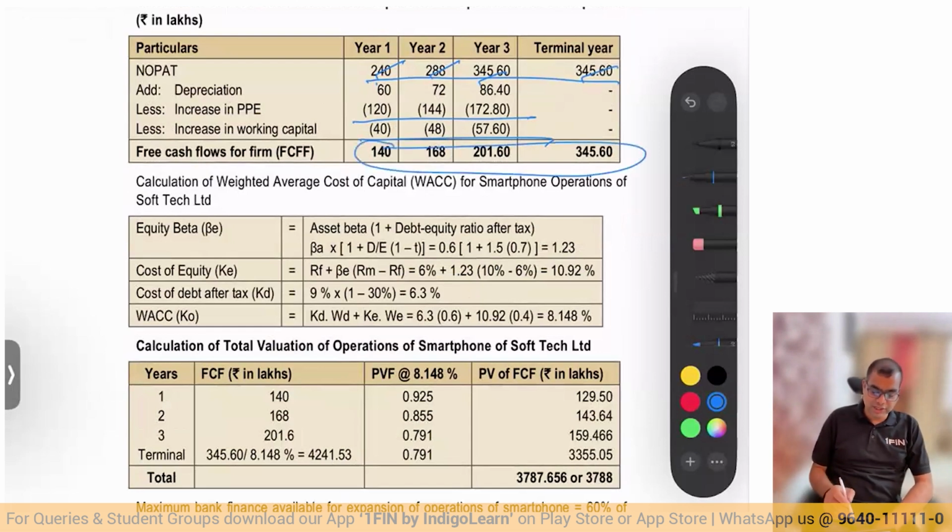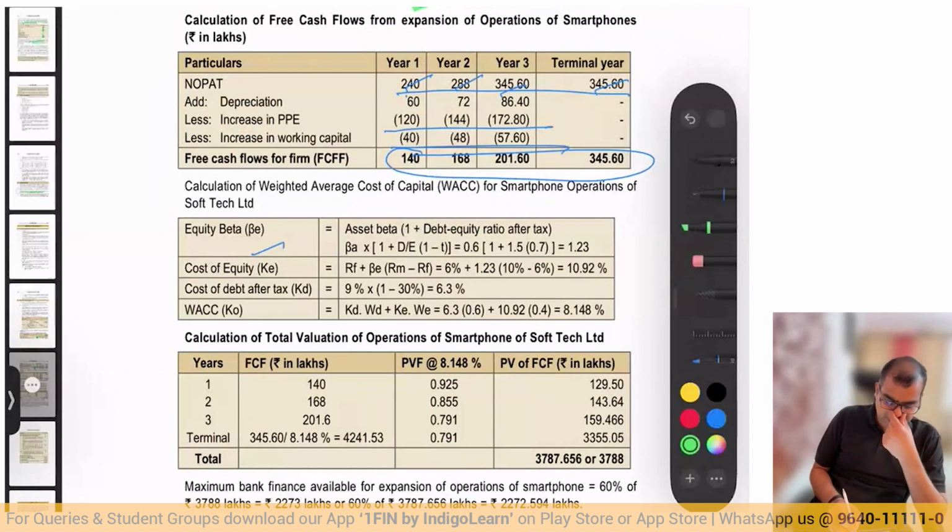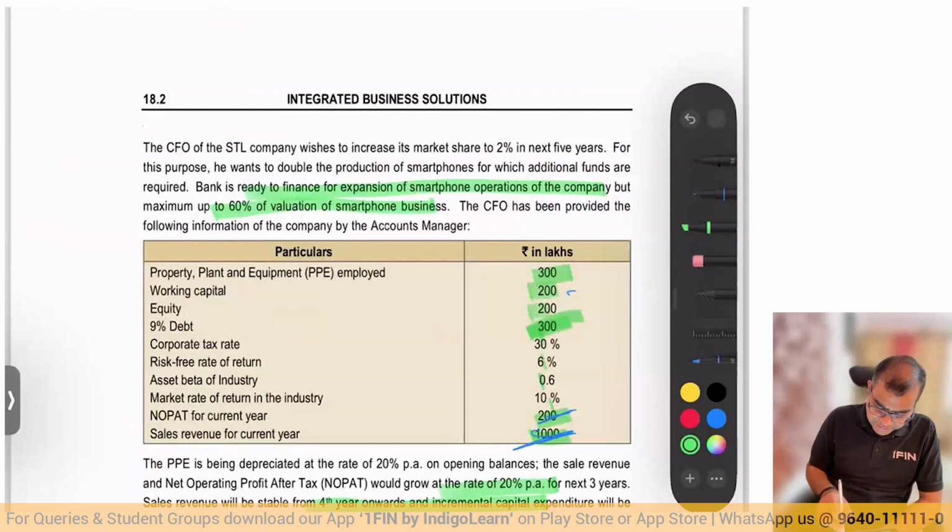Now, for these free cash flows, you also have equity beta. What is equity beta? If you recollect, the formula for equity beta is asset beta into 1 plus D by E into 1 minus T. So asset beta into 1 plus debt equity ratio after tax. Same logic as we saw earlier, you are just cross multiplying it. If you cross multiply it, this is what you'll get, which is 0.6. How did you get asset beta of 0.6? It is there in the question. Asset beta of industry is 0.6.